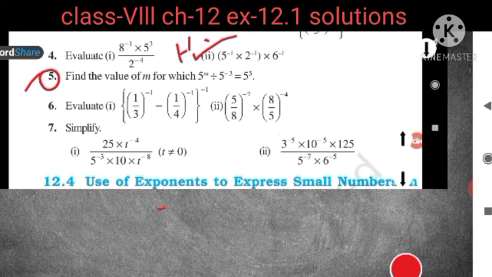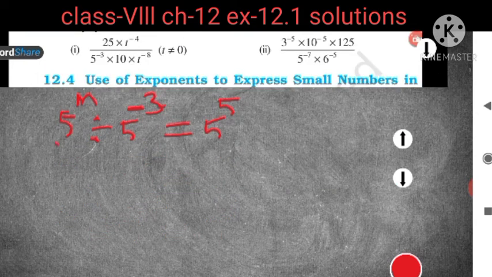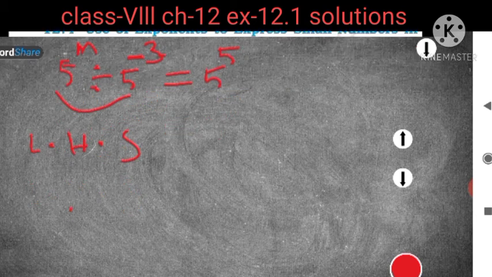So question number 5 is given what? Find the value of m. We have to find the value of m. Okay, what will be the value of m? What is given? 5 to the power m divided by 5 to the power minus 3 is equal to 5 to the power 5. Okay, now we have to solve this. Now come to the left hand side. So in the left hand side, what is given? 5 to the power m divided by 5 to the power minus 3.